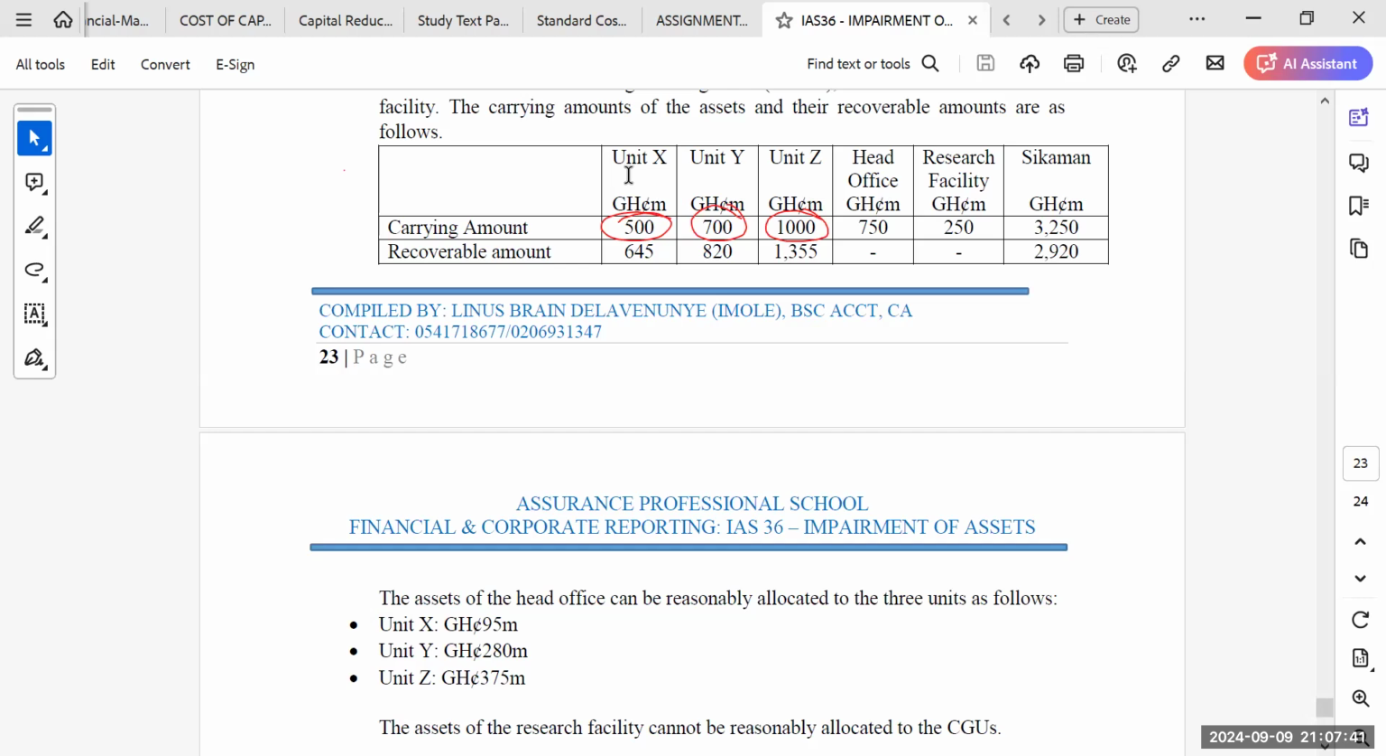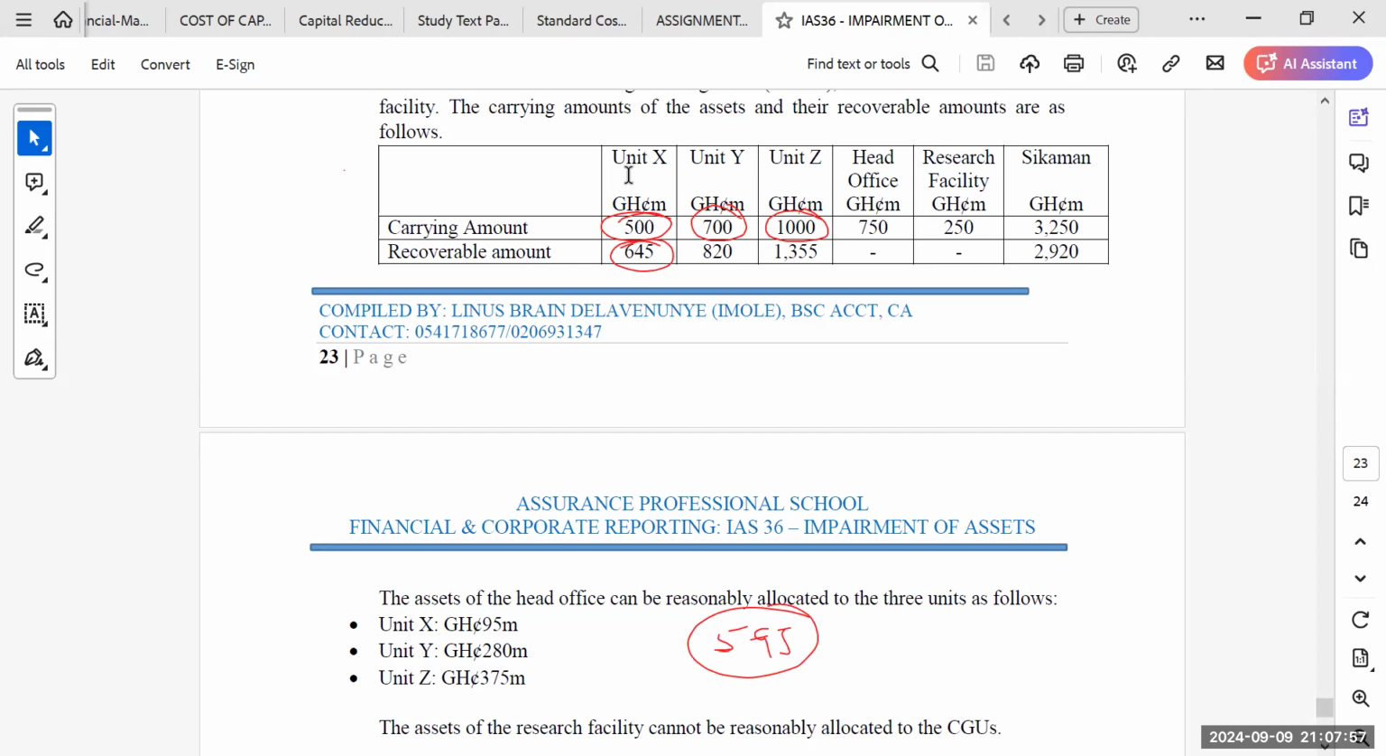That will be 500 plus 95. But what is the recoverable amount given to you? 645. Has the unit X impaired? No. Let's count to unit Y.